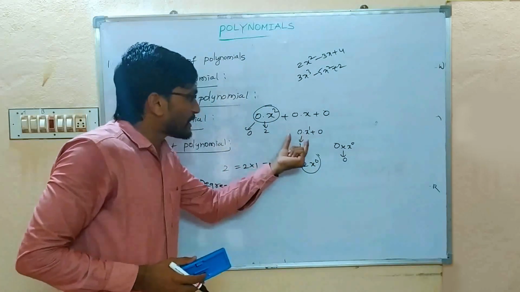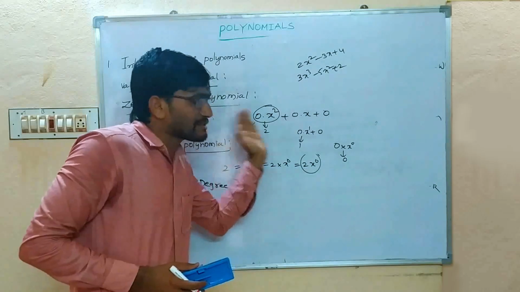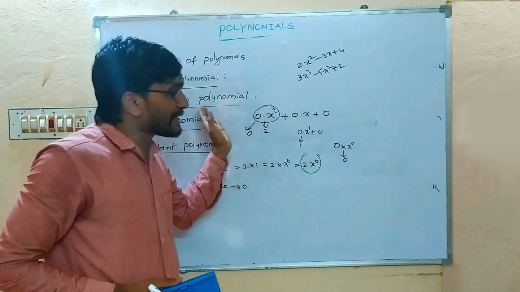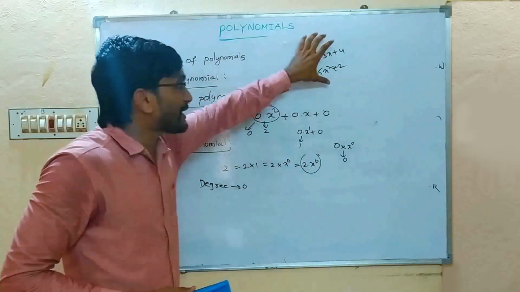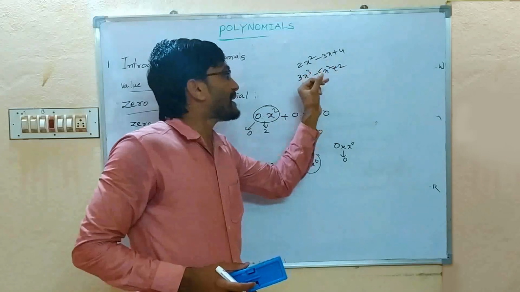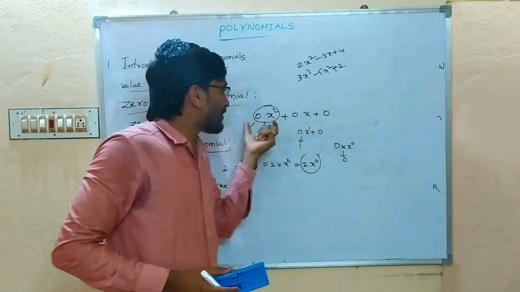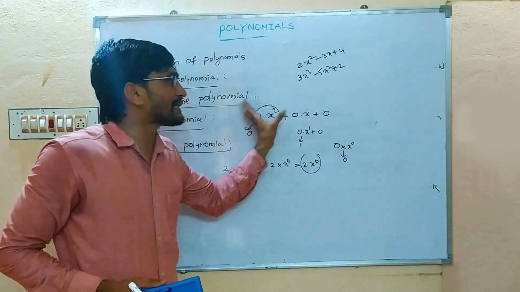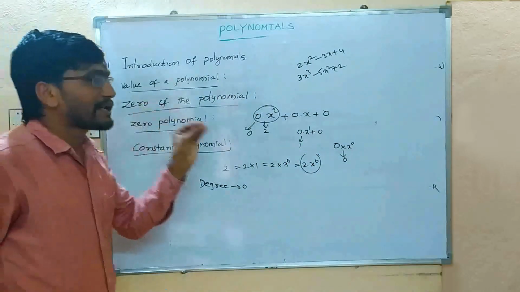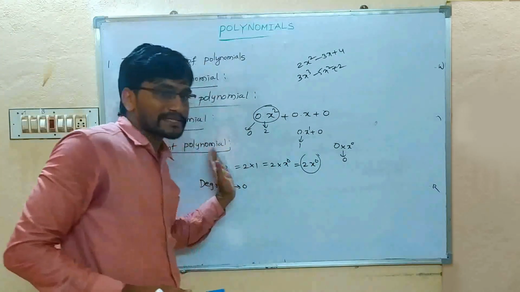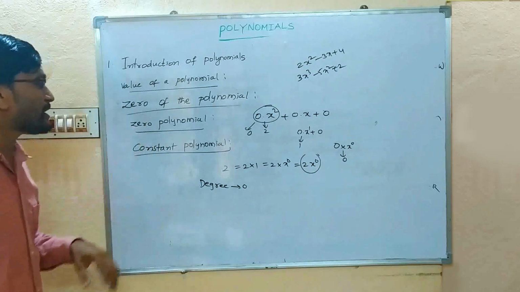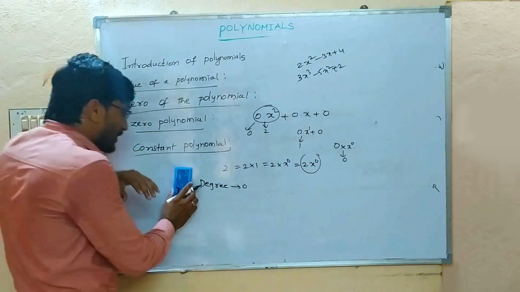Here the degree is 2, here the degree is 1, here the degree is 0. So we can't say one particular degree for this zero polynomial, so the degree of the zero polynomial is not defined. But in the others, everyone can say the highest power of the variable is 2, so the degree is 2; the highest power is 3, so the degree is 3. Here we can't say particularly one value, so the degree of the zero polynomial is not defined. Remember, these two points are very important: degree of zero polynomial is not defined, and degree of constant polynomial is 0. So this is about value of polynomial, zero of the polynomial, zero polynomial and constant polynomial.